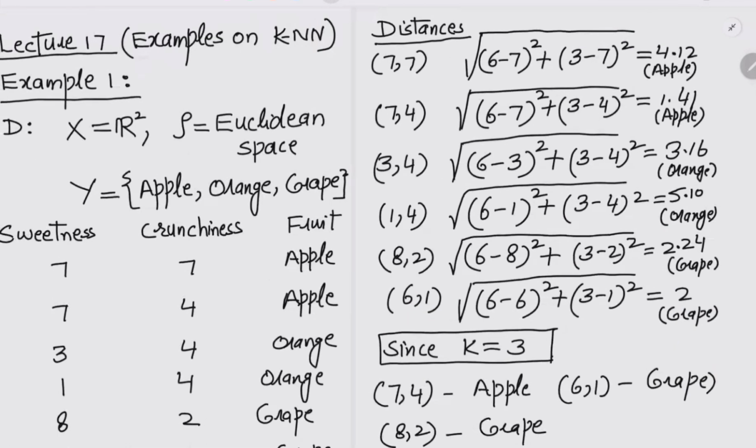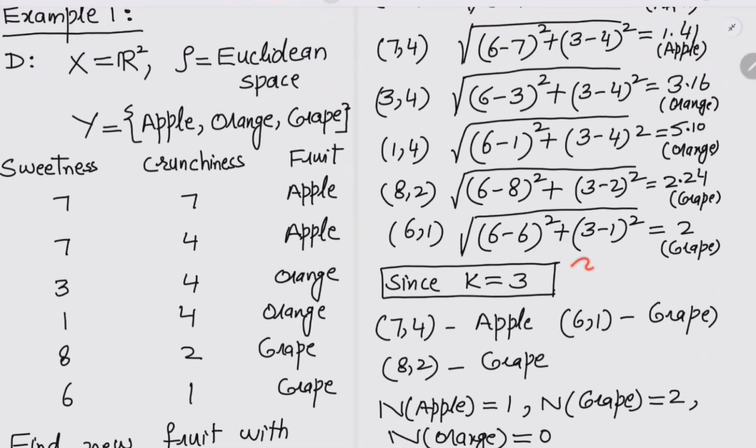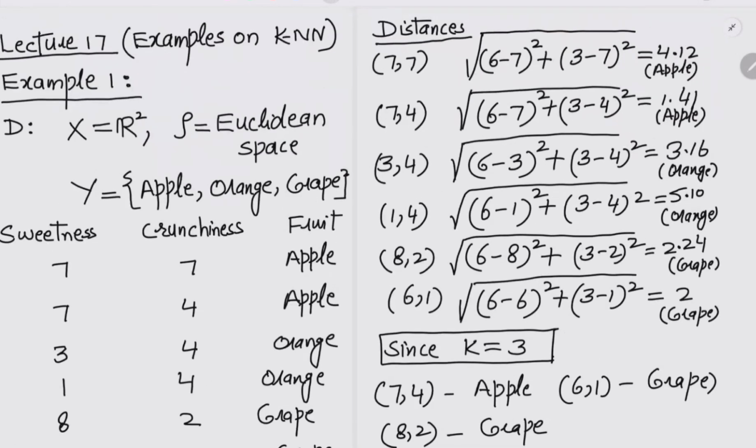Now, after finding all these distances, since this is a very small example, if you have big data, then you actually solve this problem in Python. You write a code for KNN and then you can easily check what will be the value of the unknown point. So k equal to 3 means there should be 3 neighbors, and for these 3 neighbors we find out of all these distances which 3 have the minimum distance.